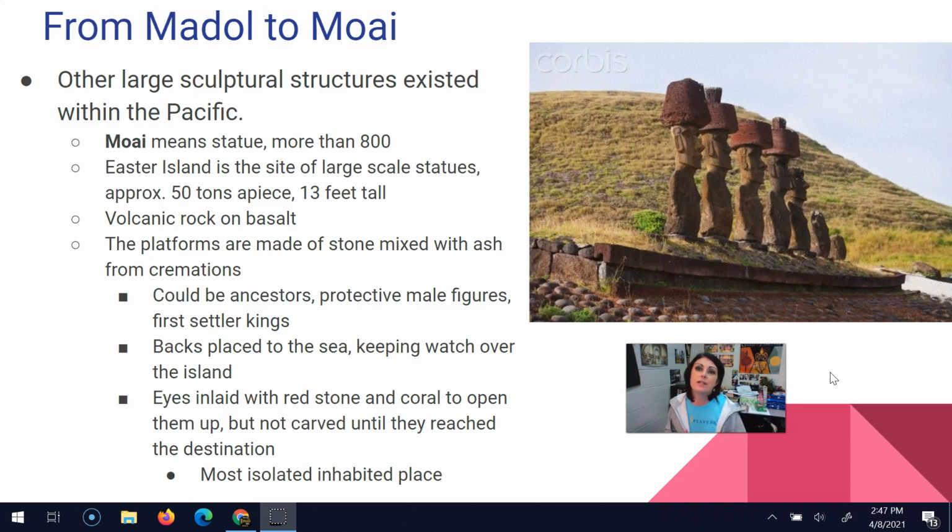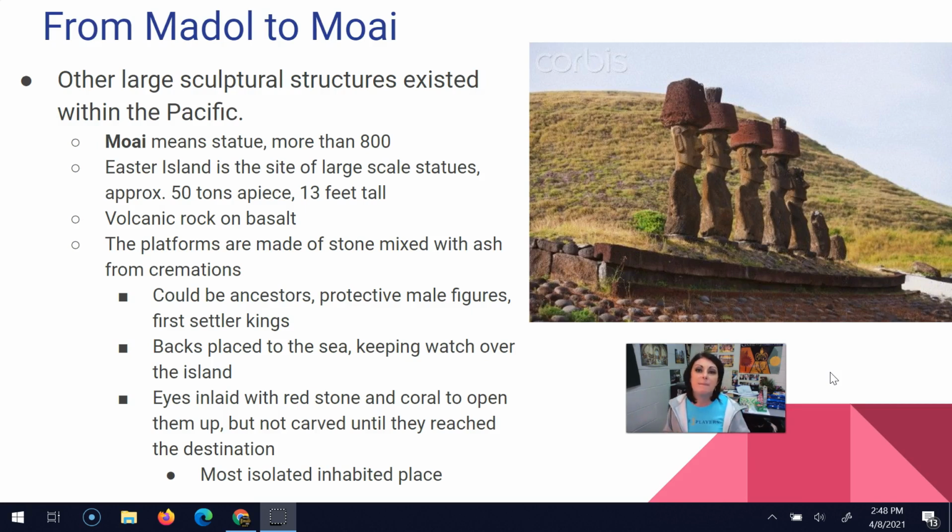Now, here is where this is interesting, right? Because there was a lot of speculation on what these actually were for. So here is what we know. They sit on volcanic rock, on basalt, and sometimes the platforms have ash mixed in with it. That would have to do with cremation. So maybe there was this idea of transfer of spirits, or the ashes of the ancestors were helping the spirit inhabit these statues.